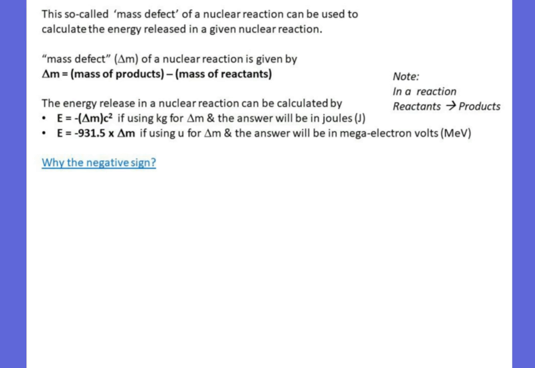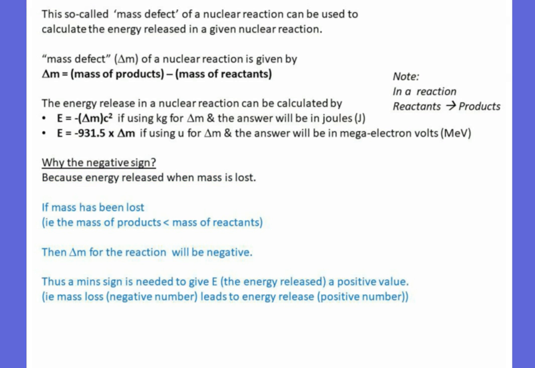So why the negative sign? That's just because energy is released when mass is lost. Because change in mass in this case is the mass of the products minus the mass of the reactants, if mass has been lost, that means the change in mass of the reaction will be negative. But we want to represent that as a positive energy value. So we say when mass is lost, energy is released. The negative sign in there is just to remind us that when mass is lost, energy is released.